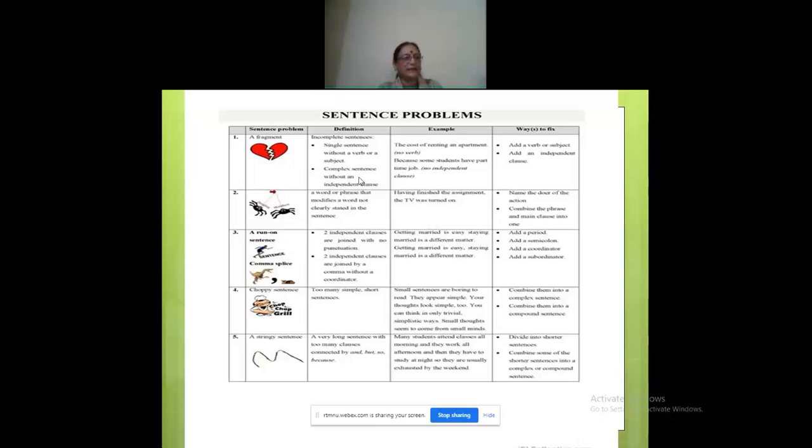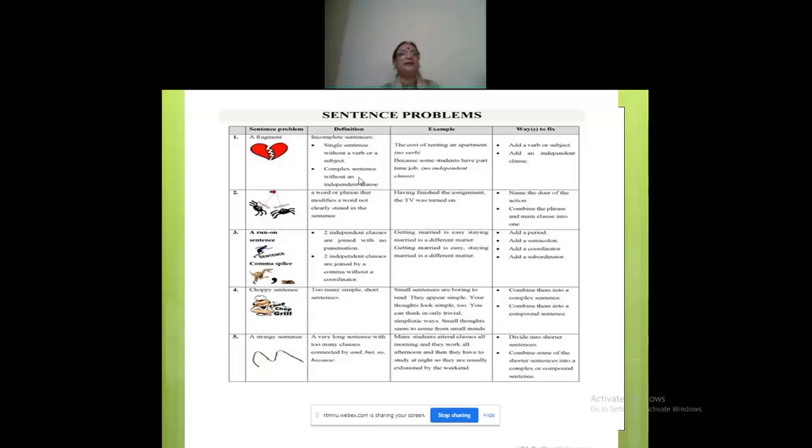The second error is of misplaced modifiers. The third error is of independent clauses not being joined correctly. The fourth error is the sentences being too short. And the fifth error is sentences being too lengthy. Now, there is another kind of error which I'm going to be talking about. It is parallelism, parallel structure.